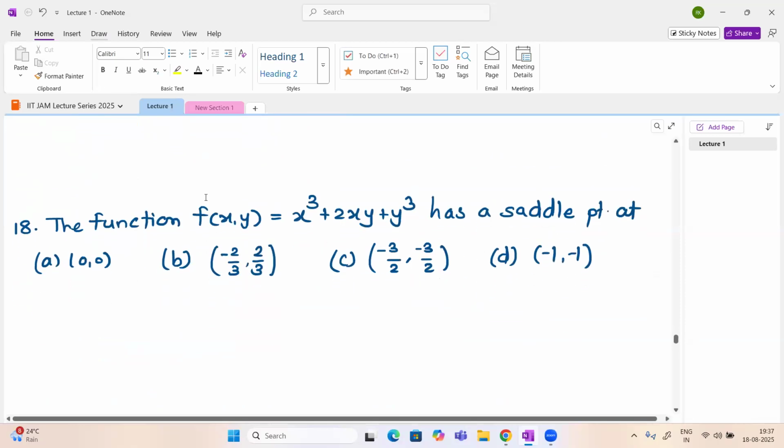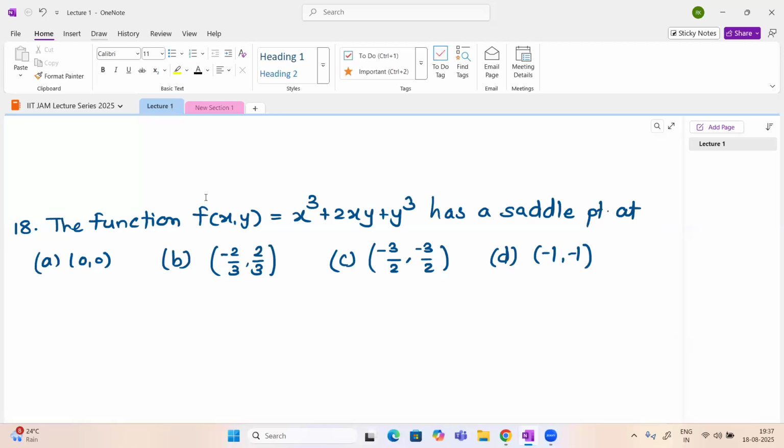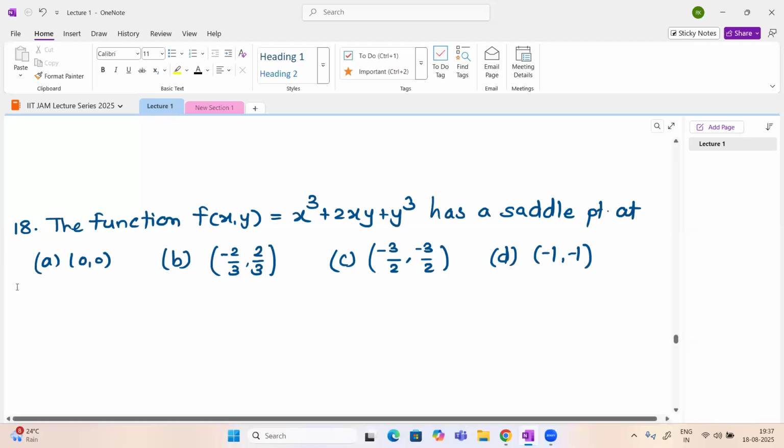So we have one function given, and we have to find its saddle points. So which of the following is a saddle point? You know the meaning of saddle point? No, sir. Okay.